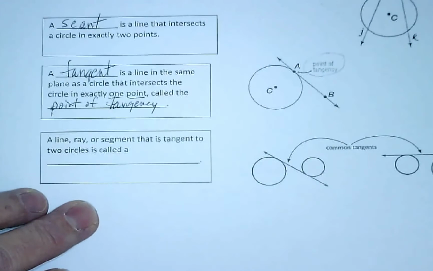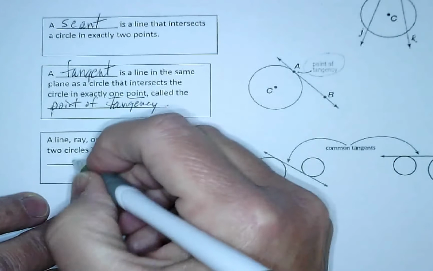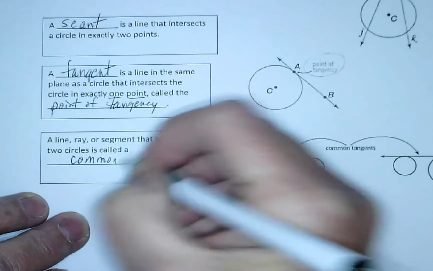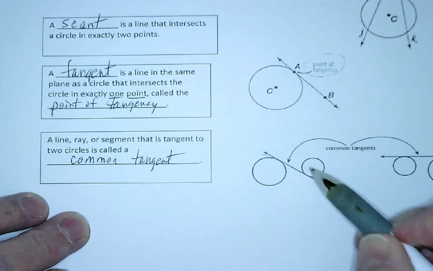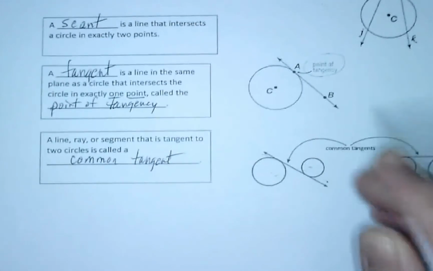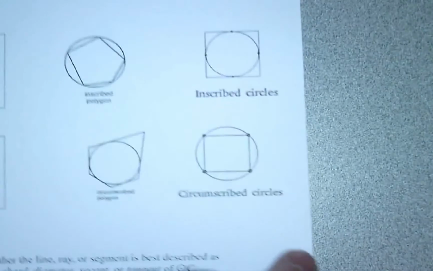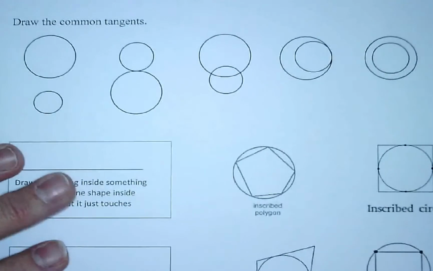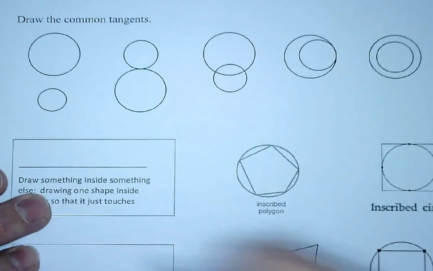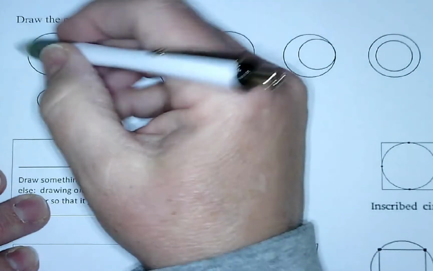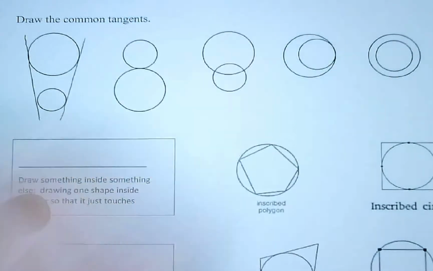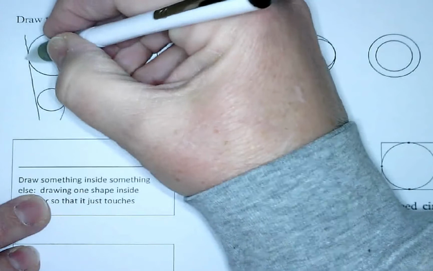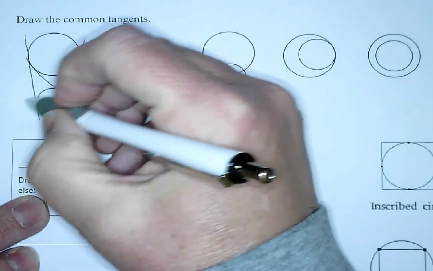If we have a ray, a line, or a segment that is tangent to 2 circles, we call that a common tangent. For example, this is a common tangent because it's tangent to both of these circles. Tangents can have lots of different scenarios. On this one, if we want to draw common tangents to these 2 circles, we'd have these 2 here, one on each outside, and then we'd have one that goes through the center this way and another one this way.